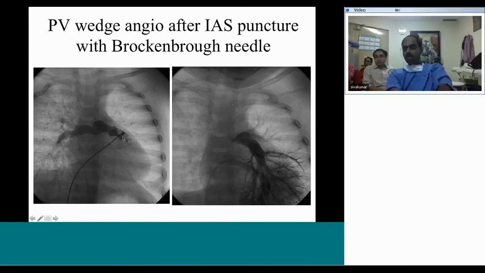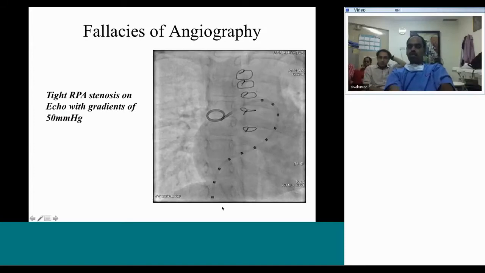Here, this is a patient who is having an RVOT injection. It fills the RVOT, main pulmonary artery and goes into the right, but no left filling is seen. Then you do a transeptal puncture, go into the left lung and make a wedge angiogram. You are able to appreciate the hilar left pulmonary artery with the complete stenosis of the LPA discrete origin.